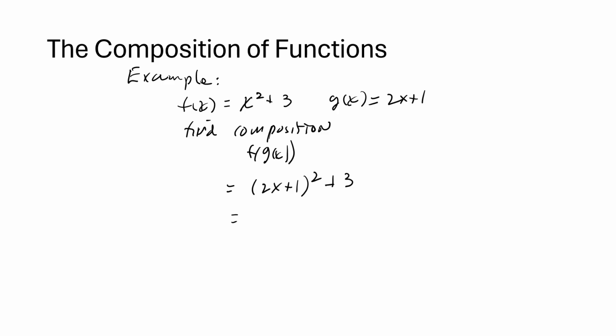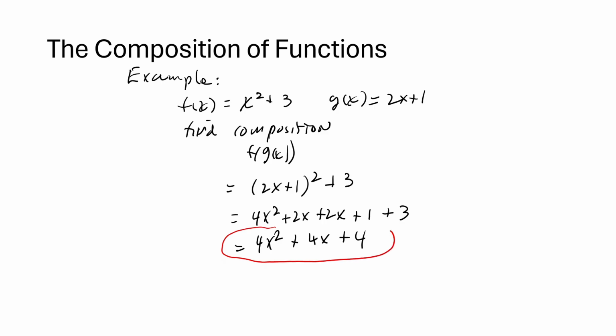Multiplying that all out, squaring the 2x plus 1 is going to give us 4x squared as the first term, plus 2x plus 2x plus 1. And then we add the plus 3. It looks like it's a quadratic. So combining like terms, 4x squared plus 4x plus 4. So there is the composition of these two functions, f and g.